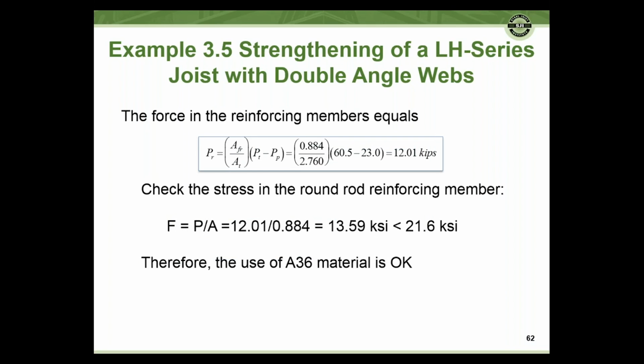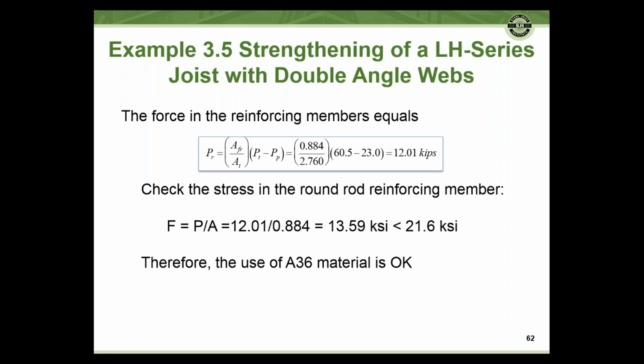Because we're going to need it later, let's quickly determine what the force in the reinforcing member is, and we want to check that reinforcing member. So for the force in that reinforcing member, we just take that ratio of the area of the reinforcing member to our total area, times our total load minus the preload. Plug all those numbers in, and we get the force in that member is 12 kips. And we determine the stress in that member. The stress is simply that force divided by the area of the rods, which is 13.59 ksi, and that's less than 21.6 ksi.